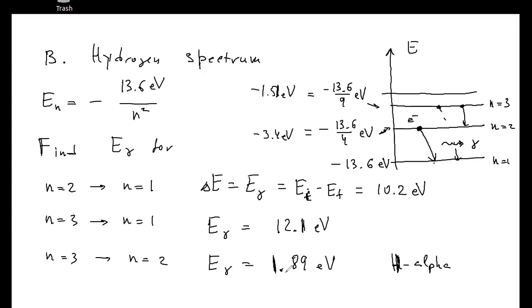Okay, can we convert these energies to wavelengths? What kind of wavelengths correspond to each energy? So kind of a second part of this. Find lambda for each E gamma. So you have a lambda for n equal 2 to n equal 1.